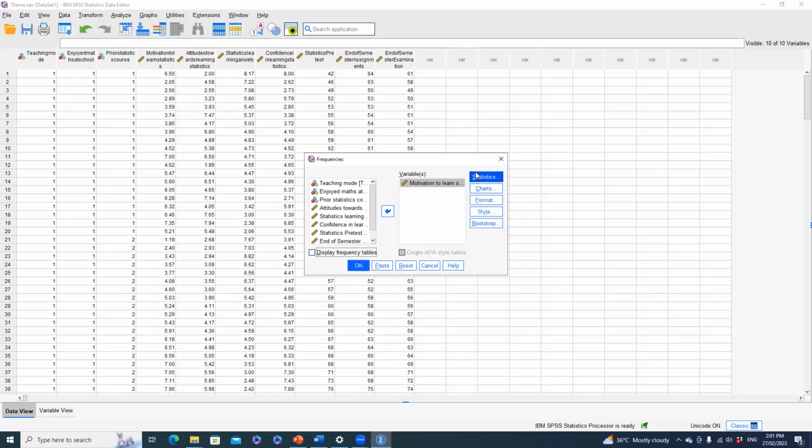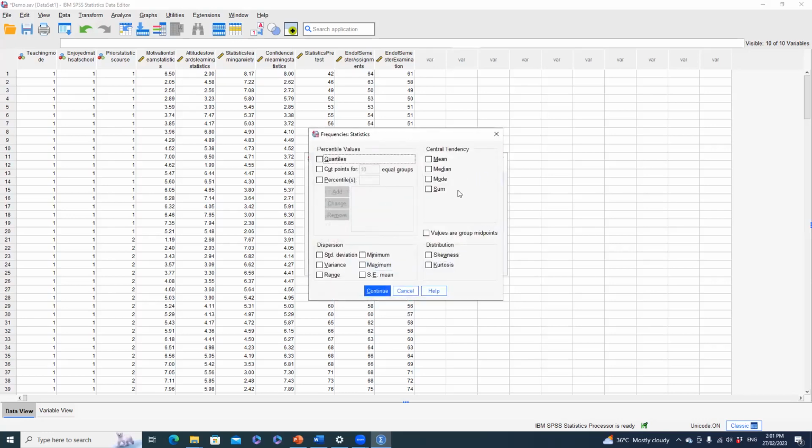But first of all, I'm going to go to the statistics option to indicate what I want generated within this analysis. I click the statistics box, and you can see it's all blanked out, but I'm going to want to see a few things when I get my output. First, I'm going to get my measures of central tendency, which is the mean, the mode, and the median. I'm not going to worry about a sum because that's not of much value interpretively.